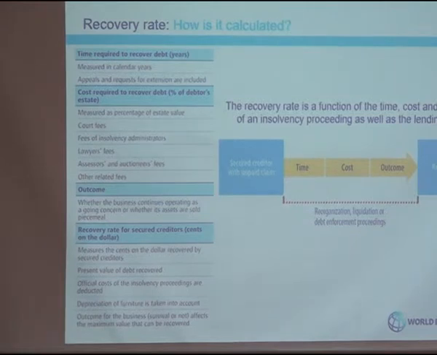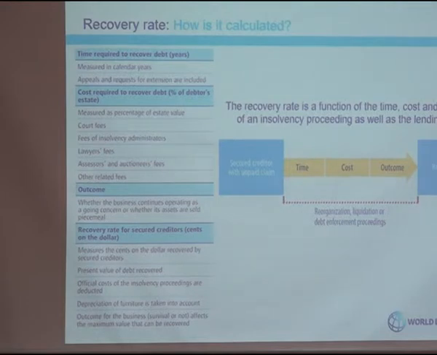The cost required to recover the debt is calculated as a percentage of the debtor's estate. It also includes the court fees, the fees that will be paid to insolvency administrators, if any, the fees paid to lawyers who will be representing this case in front of the court, and the fees for assessors if there is a need to assess the value of the property, and to auctioneers as well in order to conduct the sale.